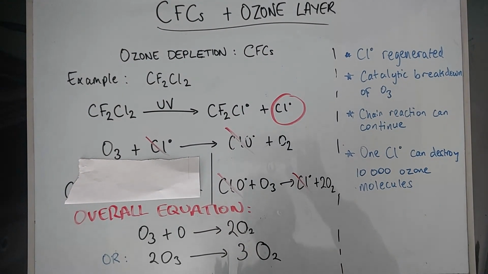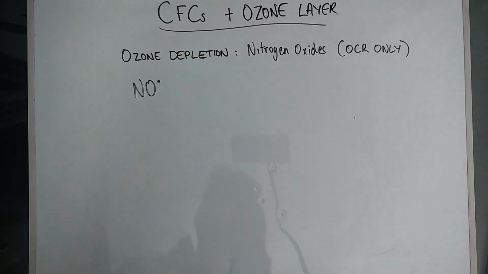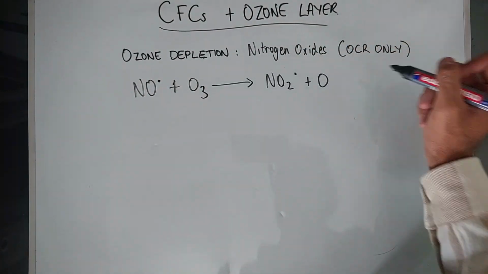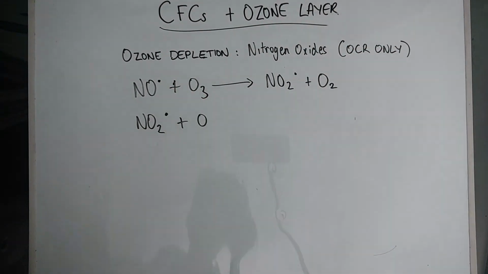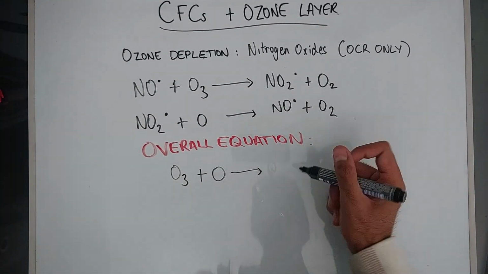For the OCR spec, you also need to know about how nitrogen oxides can destroy ozone. NO radicals can form from nitrogen oxides and then react with ozone in the same way as a chlorine radical would. Here's what that looks like. And here's the overall equation.